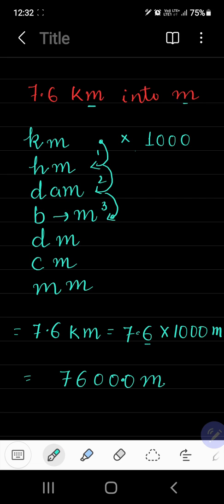बेटा it is very important to mention the unit. अगर एग्ज़ाम में आप यूनिट नहीं लिखेंगे तो आपके मार्क्स कट होंगे. सो प्लीज़ डोंट फॉरगेट टू मेंशन द यूनिट. आप किसको किस में कन्वर्ट कर रहे हैं, यू हैव टू मेंशन द यूनिट. सो नाउ इट विल बी 7,600 मीटर.